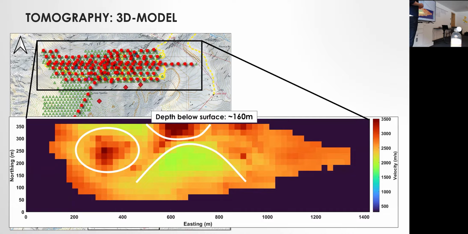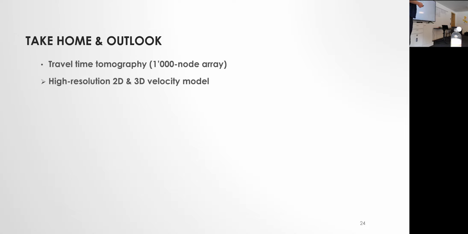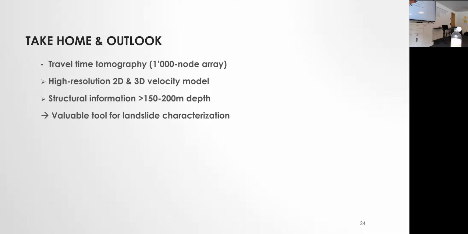And with that, I would like to move to some take-home messages and maybe also an outlook, where we see that by using travel time tomography, by using such a large array, we can obtain a high-resolution 2D and 3D velocity model of such a large-scale active landslide that can provide important structural information up to 150 or 200 meters depth, and that therefore such a method can be a very valuable tool for the characterization of large-scale landslides.